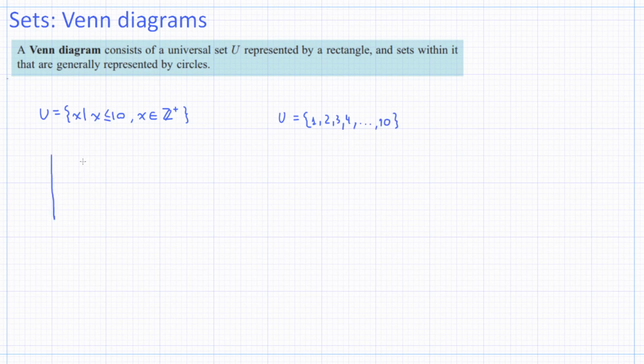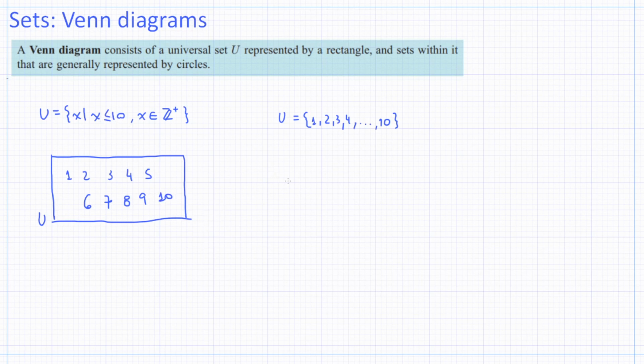And then we could simply draw a rectangle, right? That's our universal set. And we have our numbers inside of it. 1, 2, 3, 4, 5, just lying there. 6, 7, 8, 9, and 10. Right? 10 is included because we have x less or equal than 10.